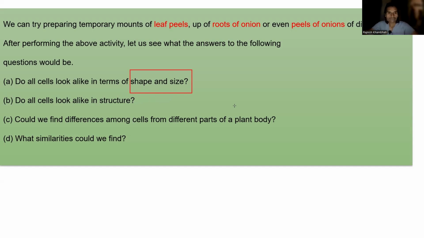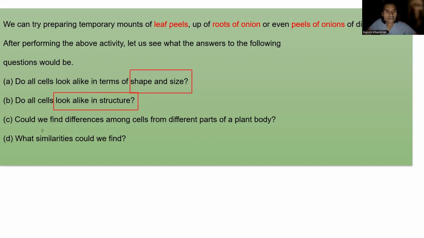Then, do all cells look alike in structure? Yes, their basic structure is almost the same. Now, what is the basic structure? The basic structure is what we drew previously. One outer line which is called the cell wall. Inside the cell wall, cell membrane, then cytoplasm and nucleus. This is the basic structure. It will be the same for every organism and every cell.